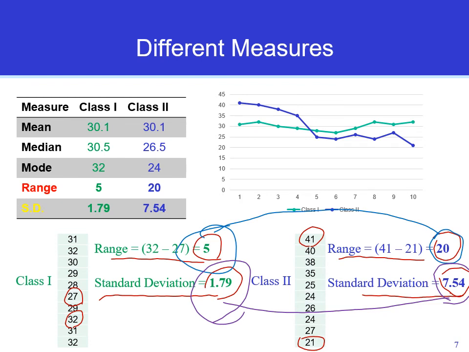So let's put this table in. We added the two new measures, the range and the standard deviation, in addition to the mean, the median, and the mode, which are central tendency measures.